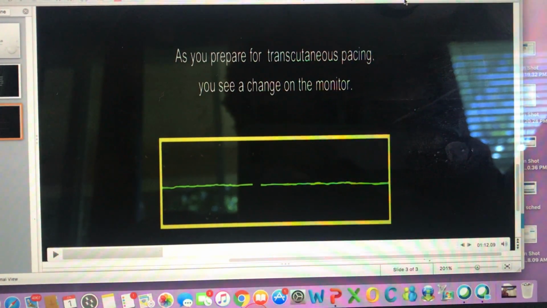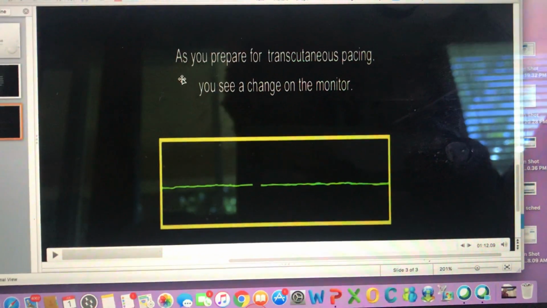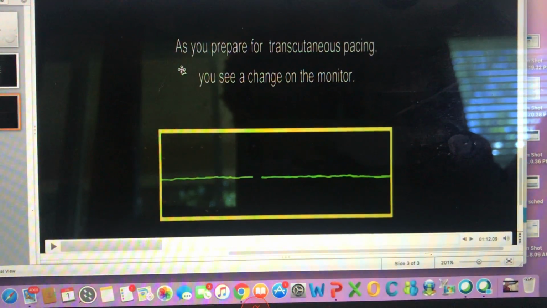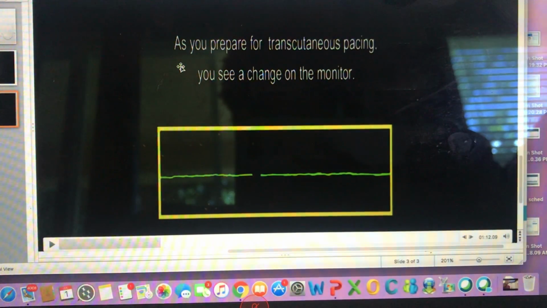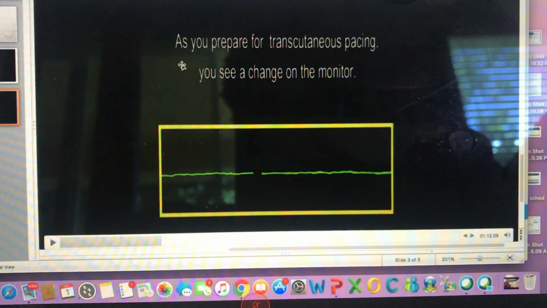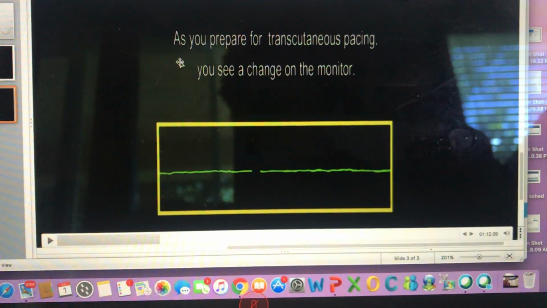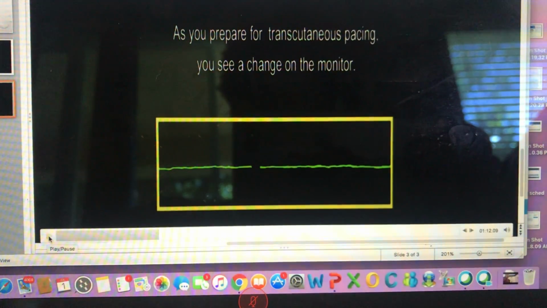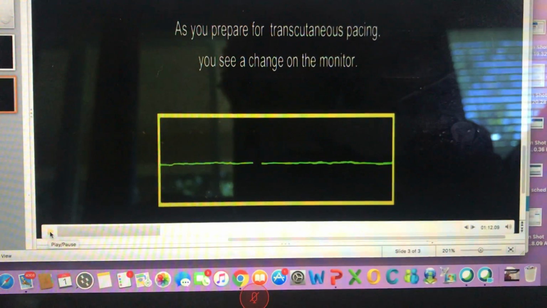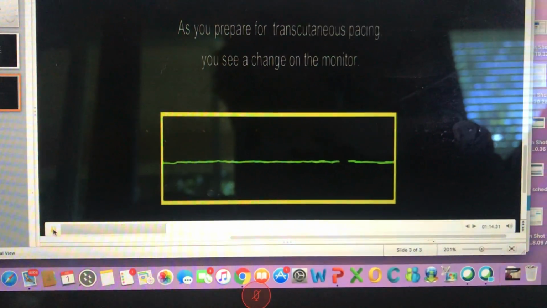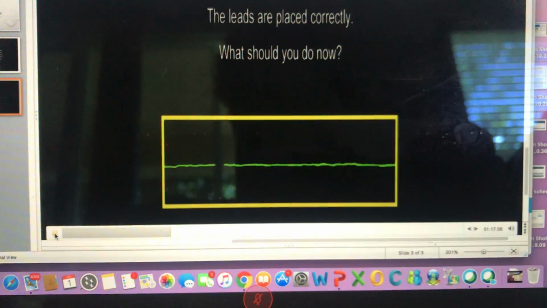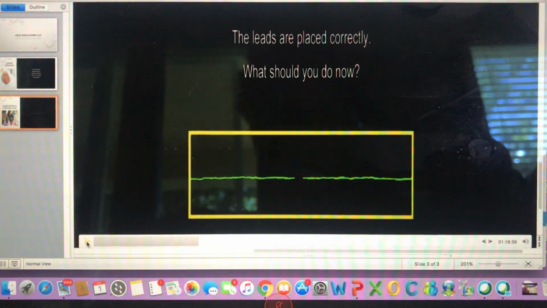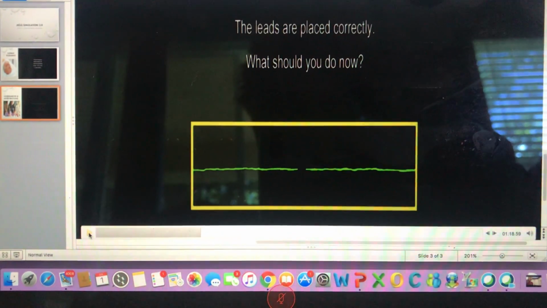Okay. All right. So we started to prepare for transcutaneous pacing, and you see this change to the monitor. Tiffany, what are we seeing? Asystole. So we're going to maybe need to switch algorithms, right? Yes. So what do we do now, Jennifer Diaz? You're going to start CPR. Okay, very good.